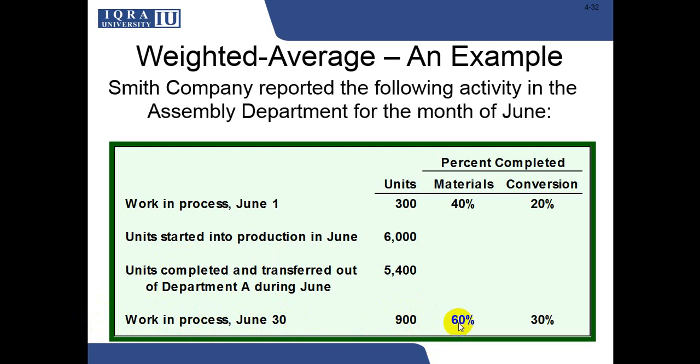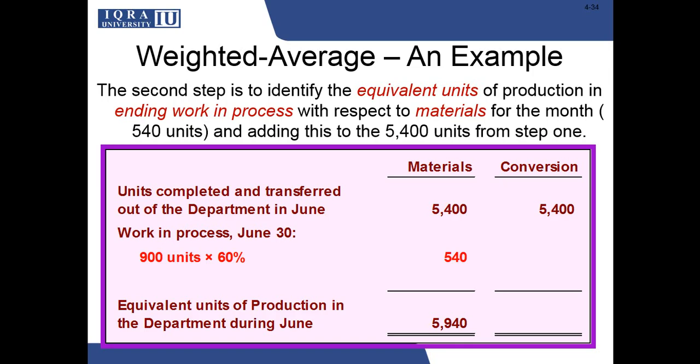So 900 into 60%, meaning 900 times 60% with respect to material. What is 60% of 900? 60% of 900 will be 540, right? So with respect to material, in this 900, material is complete with respect to 60%, right? So we will add this value 540, 900 multiplied by 60%, 540. So with respect to material, my value is 540.